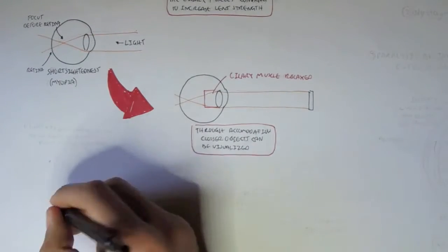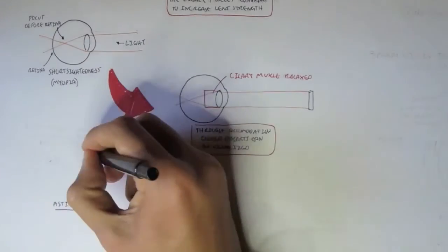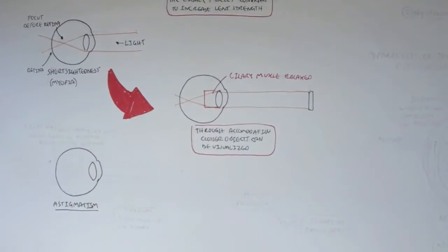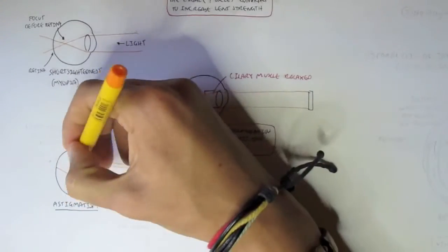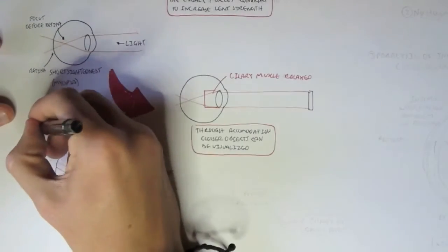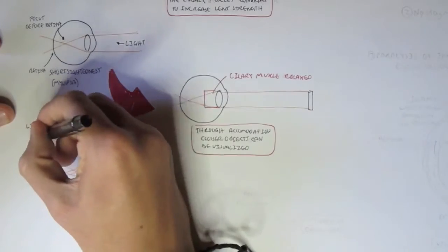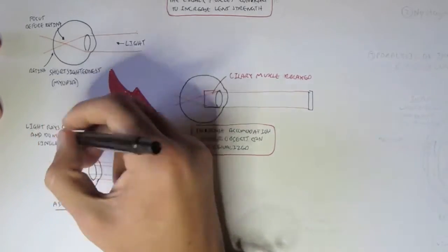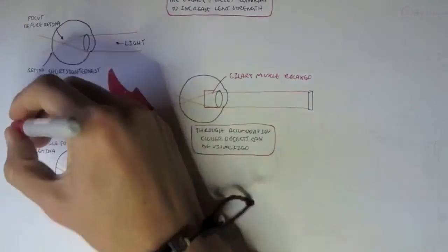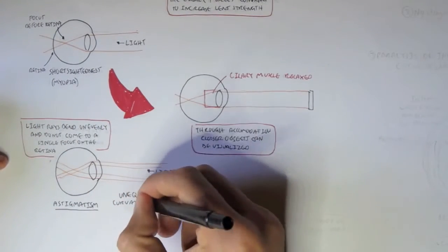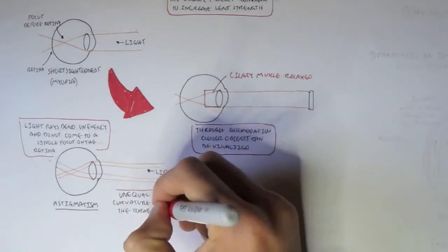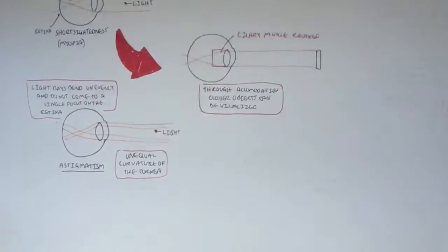Now the next eye condition or disorder is known as astigmatism, and it is where light will normally come in. However, the refraction from the lens does not all end up at the same area at the back of the retina. So light rays bend unevenly and do not come to a single focus on the retina. Unequal curvature of the cornea can cause astigmatism.